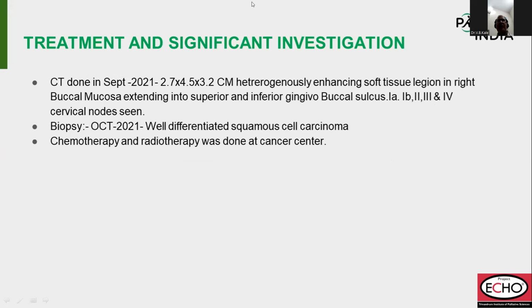The treatment and significant investigations. CT was done in September 2021, which showed a tumor of 2.7 into 4.5 into 3.2, a heterogeneously enhancing soft tissue lesion involving the buccal mucosa and the superior and inferior gingivobuccal sulcus, and cervical lymph nodes at levels 1A, 1B, 2, 3, and 4. Biopsy was done in October 2021: well differentiated carcinoma. Chemotherapy and radiotherapy were done at the same center.